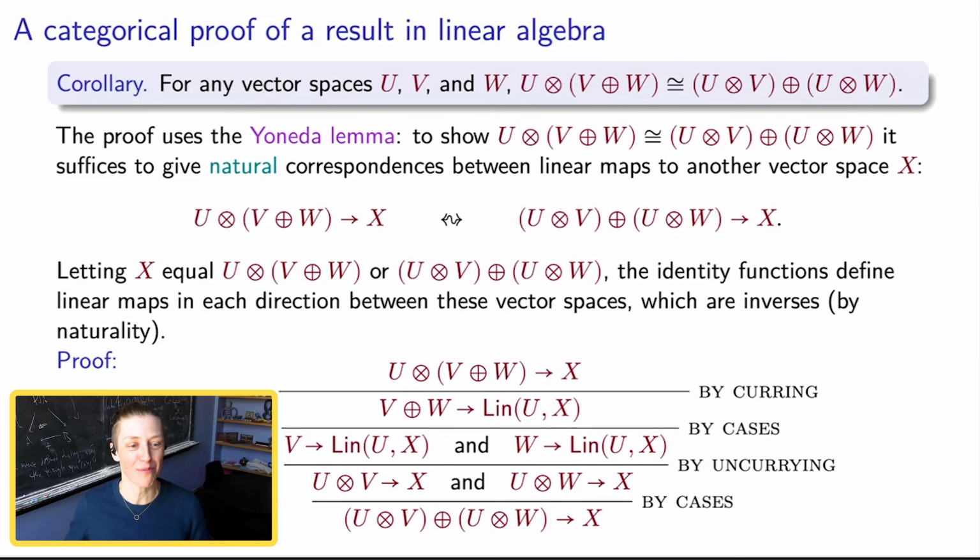So this might not have been the proof that you were expecting, but this is a very categorical way of approaching a problem of constructing an explicit isomorphism like this. Okay, so let's press on.